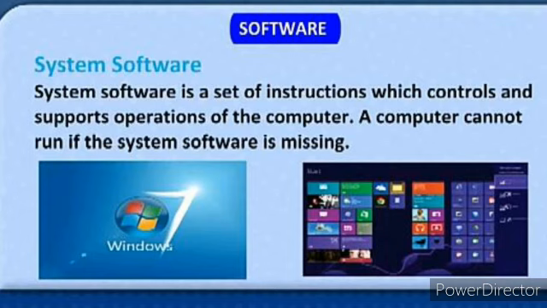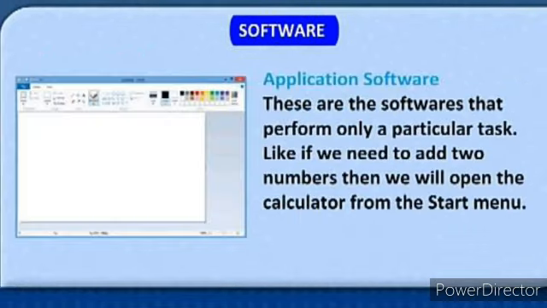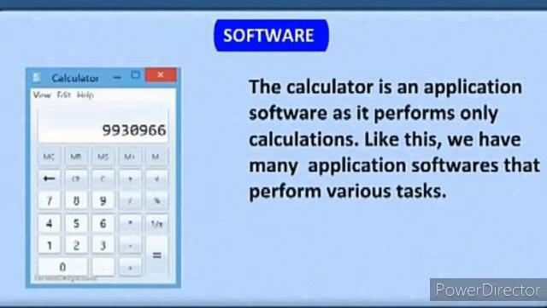Now we are going to discuss application software. These are the software that perform only a particular task. Like if we need to add two numbers, then we will open the calculator from the start menu. The calculator is an application software as it performs only calculations. Like this, we have many application software that perform various tasks.